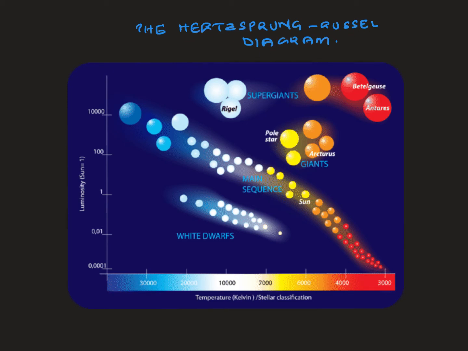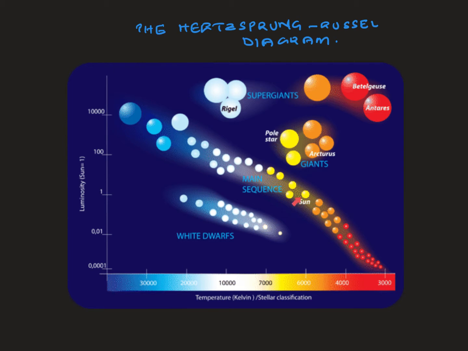Hertzsprung-Russell diagram, or sometimes we say Russell-Hertzsprung diagram, HR diagram. So they came up with this graph where we have the temperature of the stars on the x-axis and the power output from the stars on the y-axis. And what we have is different stars at different stages in the life cycle of the stars.